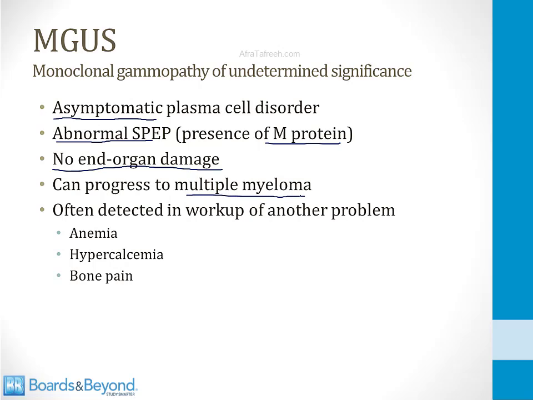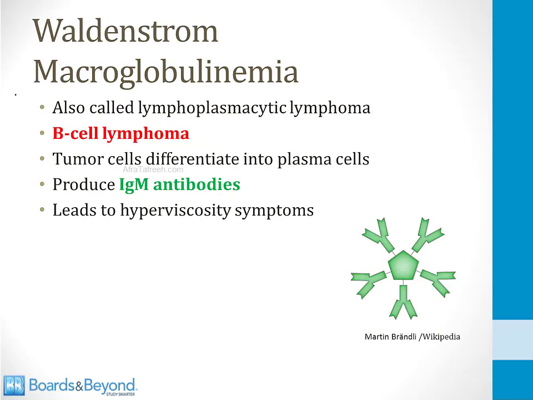It's often detected during workup of some other problems. So, for example, when someone has anemia or hypercalcemia or bone pain, an SPEP will be sent, and that will diagnose MGUS, but the patient does not have multiple myeloma. Our last disorder for this module is called Waldenstrom macroglobulinemia. It's also called lymphoplasmacytic lymphoma, and if you know that name, it's an easy way to remember that this is a form of B-cell lymphoma.